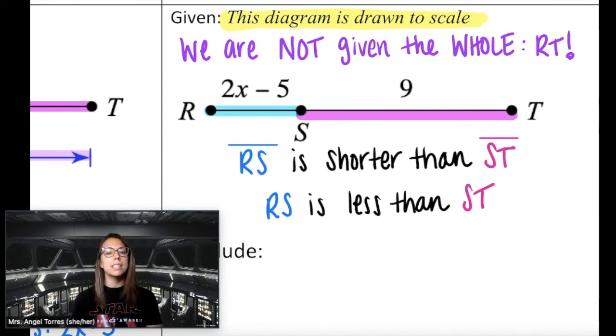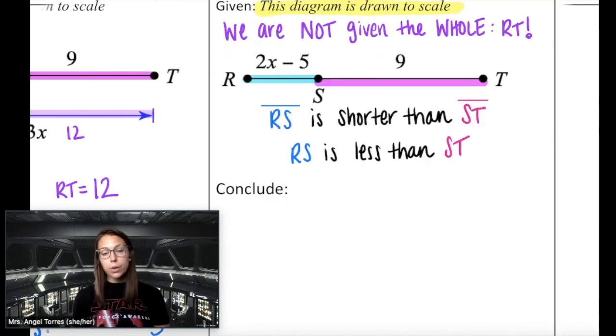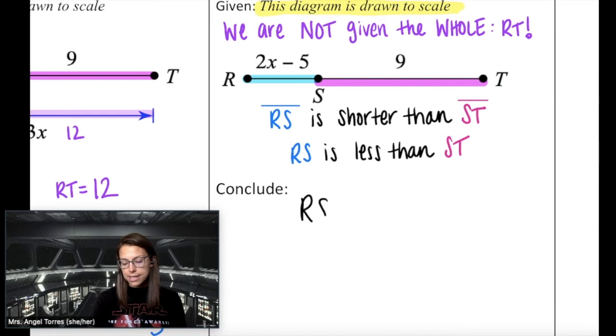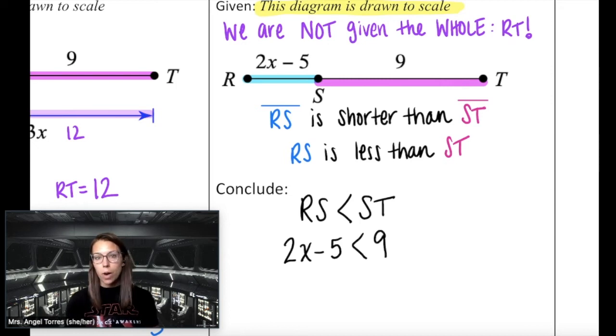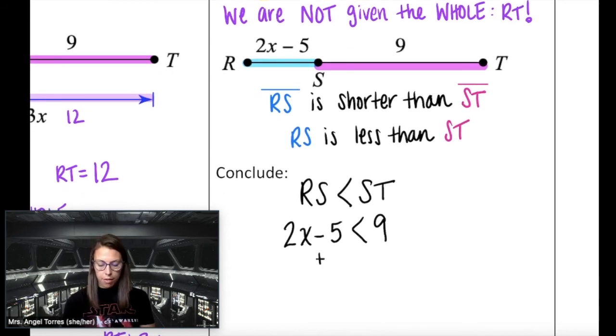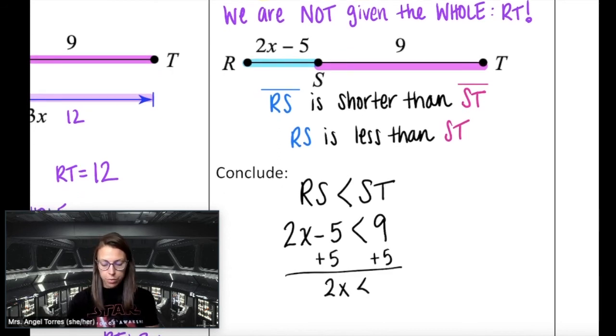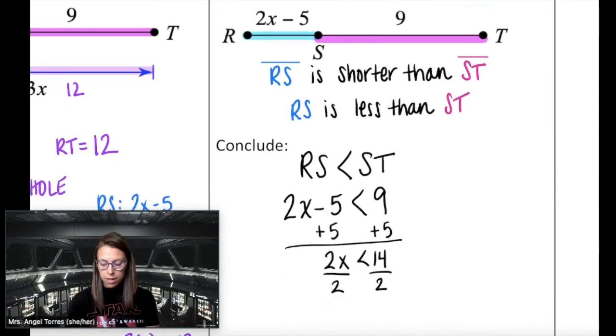And that can allow us to make some type of conclusion about x. So if RS is less than ST, we can fill in what else we're given. We're given that RS is 2x minus 5, and we're given that ST is 9. So let's solve for x the same way that we would solve an equation. x is less than 7. Now, what does that actually mean? Not much, unless we're able to make some type of conclusion, bringing it back to the diagram.